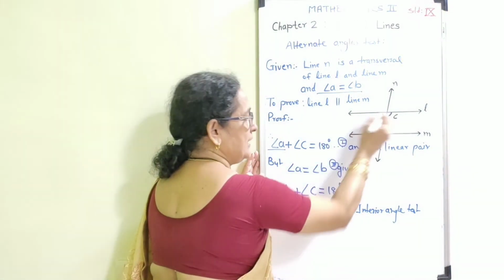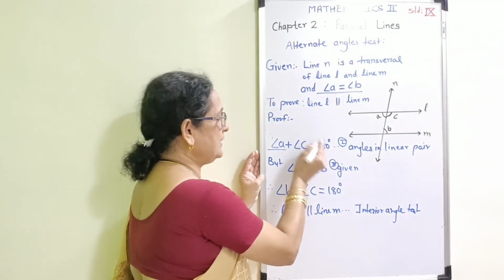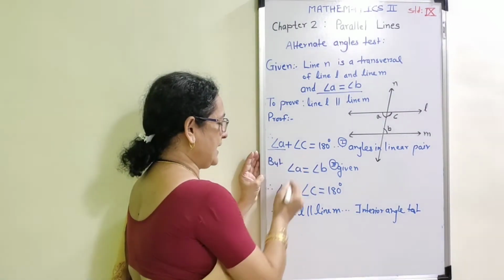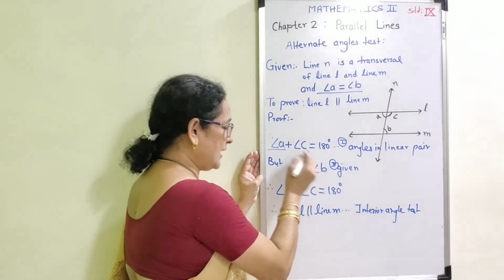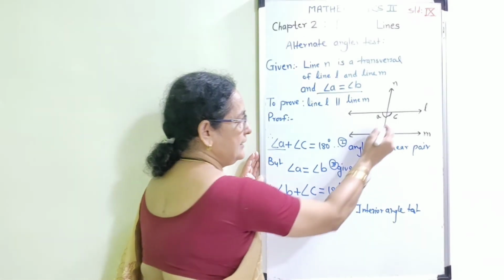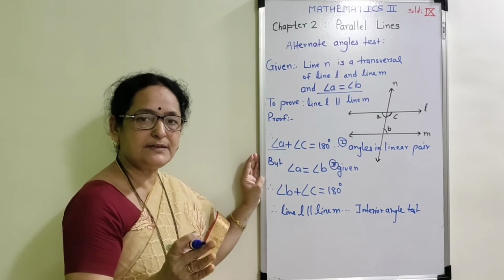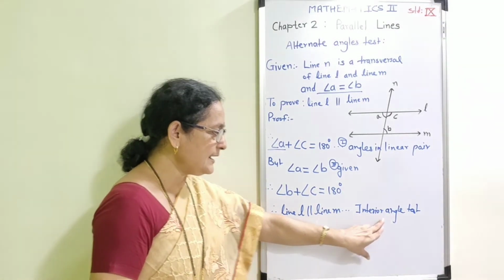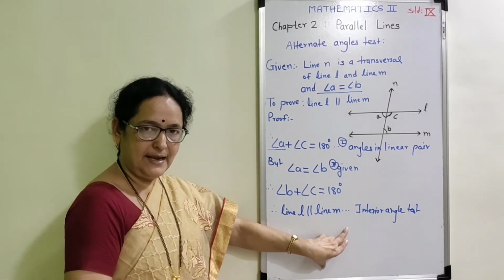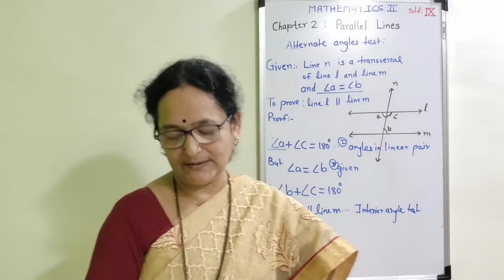The relationship between A and C, both the angles are in linear pair. Therefore, their sum is 180 degrees. In given, they have given that A is equal to B. In place of A, I have replaced now B since both are equal. Therefore, my next conclusion is angle B plus C is 180 degrees. Now B and C are interior angles on the same side of the transversal, and therefore by interior angle test my next conclusion is line L is parallel to line M. Here we have completed the third proof of alternate angle test.